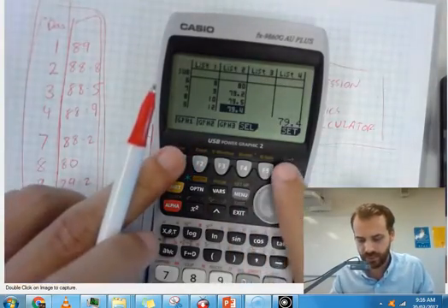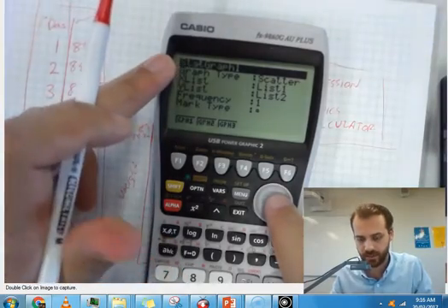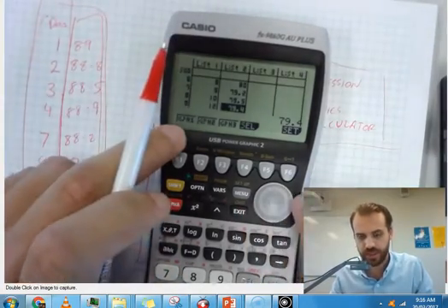And then when we set up, we said we were setting up stat graph 1. So just press graph 1 here, and we should have a graph.